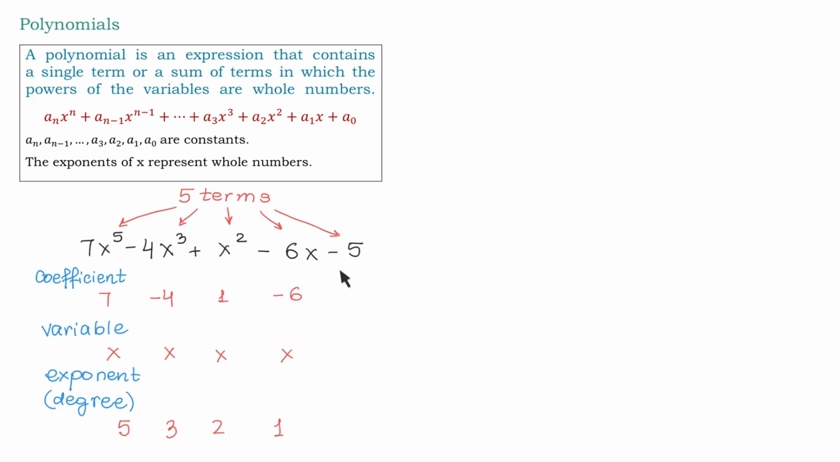And the last term, negative 5, is a constant, but if we write negative 5 as negative 5 times x to the 0 power, then we can say that the coefficient is negative 5, the variable is x, and the degree is 0. And notice again that all the exponents in a polynomial have to be whole numbers. So they can't be fractions or decimals, and they cannot be negative.